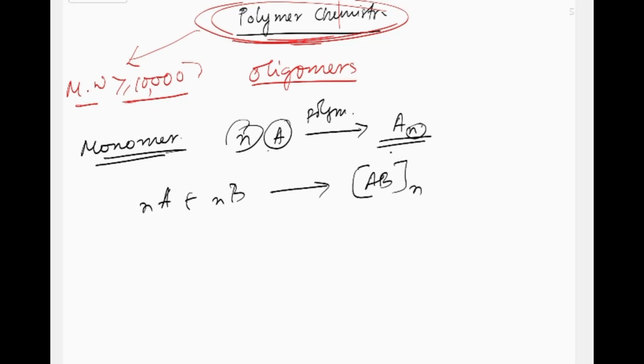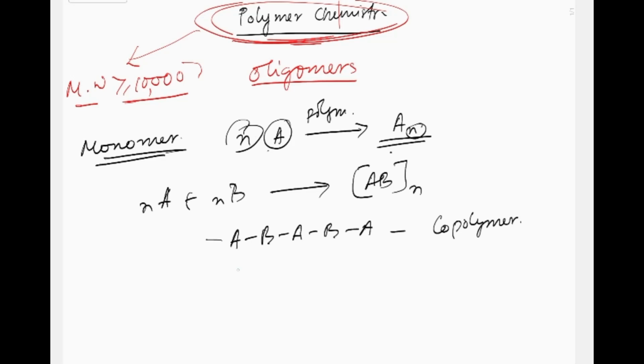Then this type of polymer can have different types of classifications. It may be like this: A, B, A, B. This may be like this. So this can be termed a copolymer.